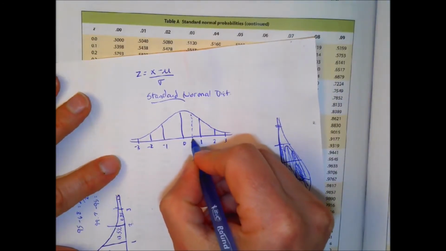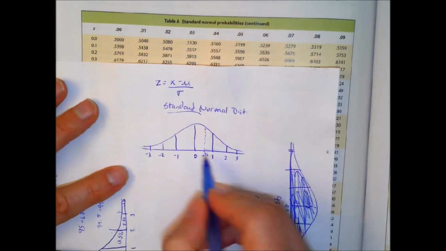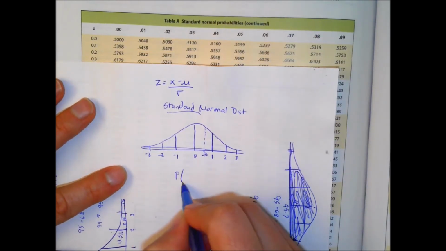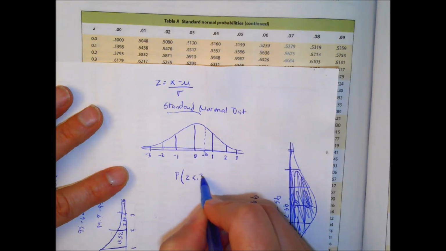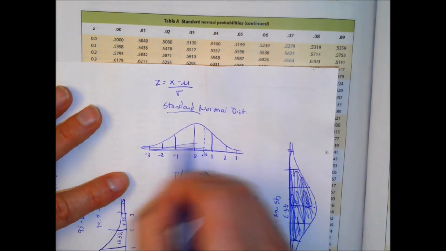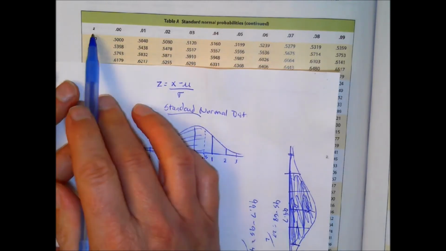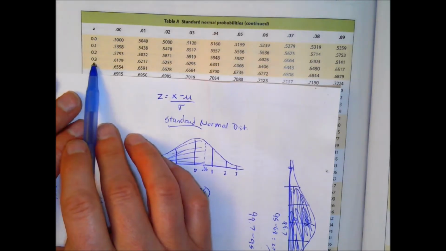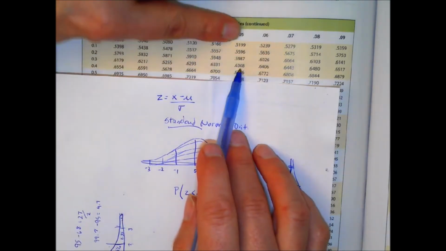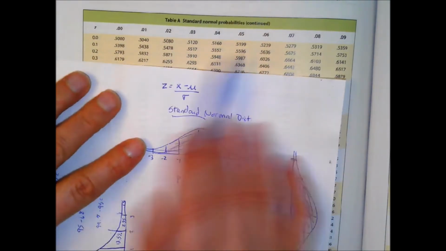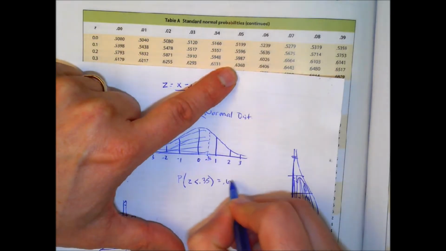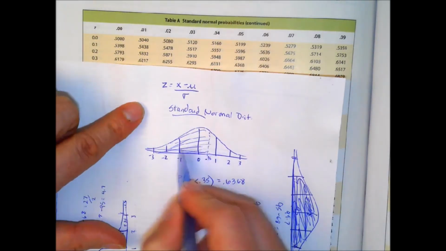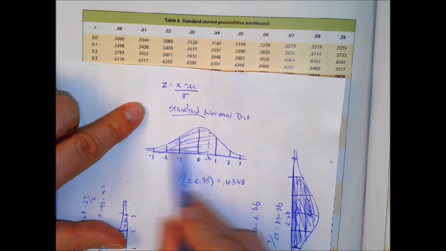So for example, let's say I get a z-score of 0.35, and I want to know the area. So what's the probability that my z-score is less than 0.35? I want to know this area right in here. So what I would do here is go to the z-score, 0.3, and then go over here to 5. So 0.3 and 5, my probability would be 0.6368. So this probability here would be that area.